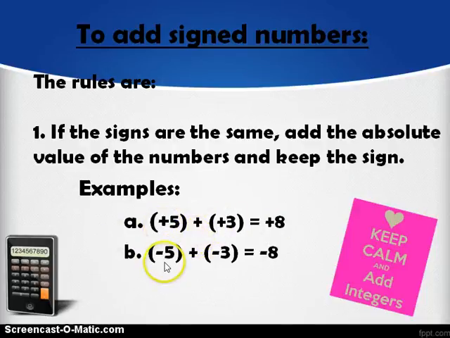And if we are to add 2 negatives, negative 5 and negative 3, just add the numbers 5 and 3, we got 8, and just carry the sign. That will be negative. So the answer is negative 8.